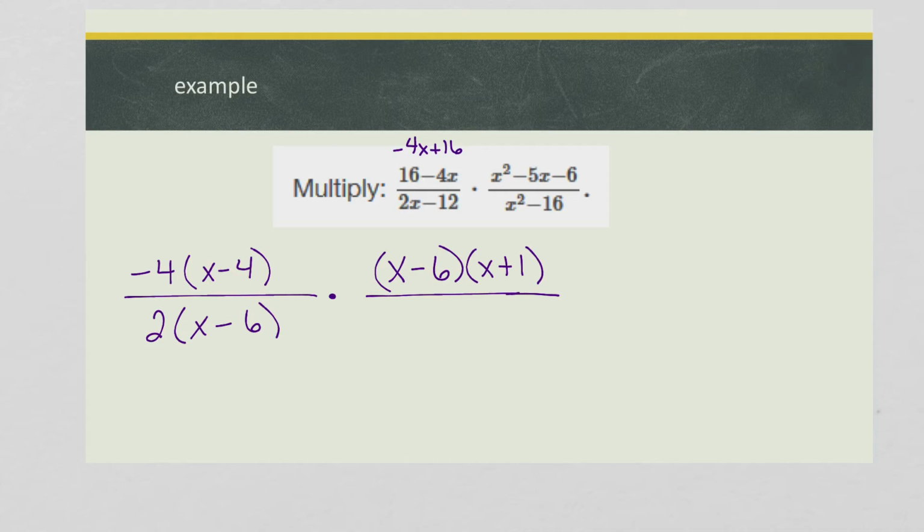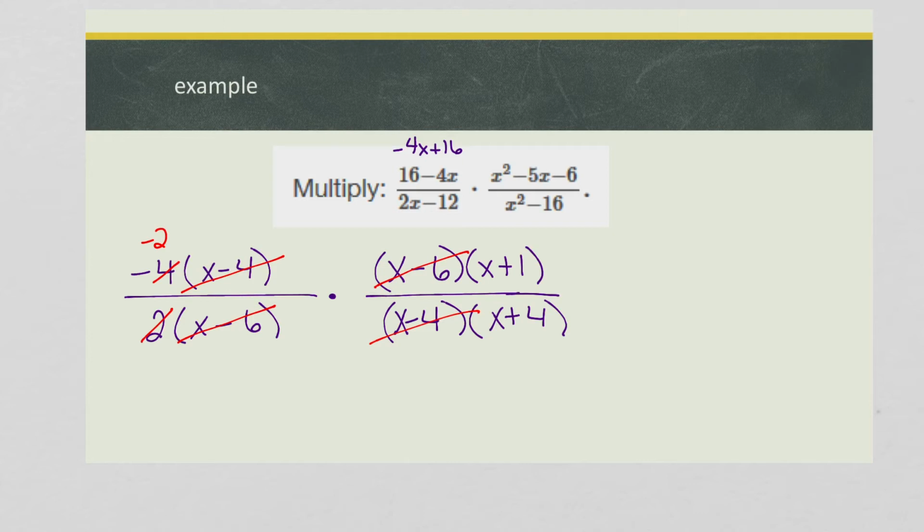And then the denominator, it's a difference of squares, so it'll be x minus 4, x plus 4. Okay, and so then we can start getting rid of the like factors. Remember, diagonally or up and down, which is vertically, but not left and right. Okay, so we can get rid of this with this. We can get rid of this one and this one. We can simplify this 2 and this -4, so that's a -2 up there. And I think that's all we can do.